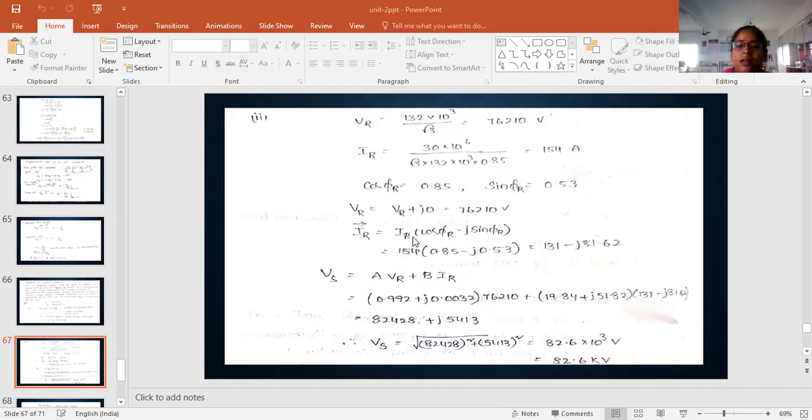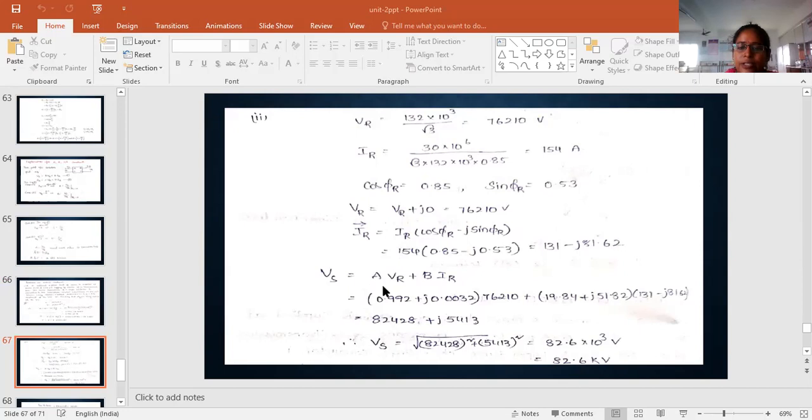So the VR value is the same, and IR equals IR into cos phi R minus j sin phi R. The IR value is 154 amps. Substituting here, 154 into cos phi R, which is 0.85, minus j 0.53, equals 131 minus j 81.62. And for the Vs value, we know the formula for the two-port network.